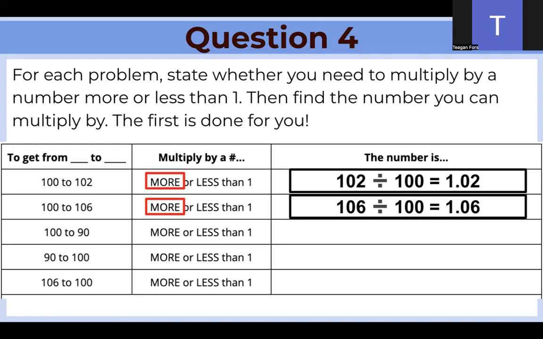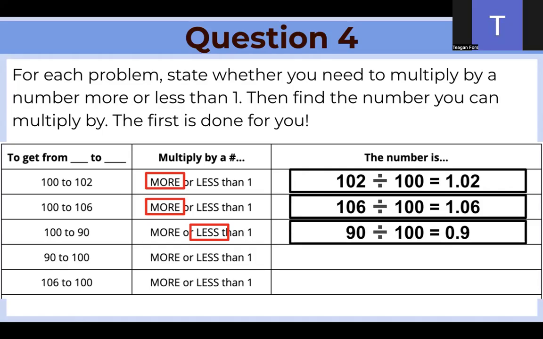For the next one, I'm going from 100 to 90. If I'm going from a bigger number to a smaller number, I need to multiply by a number that is less than 1. So anytime I'm getting smaller, I multiply by something less than 1. And that number is 90 divided by 100, which is 0.9.